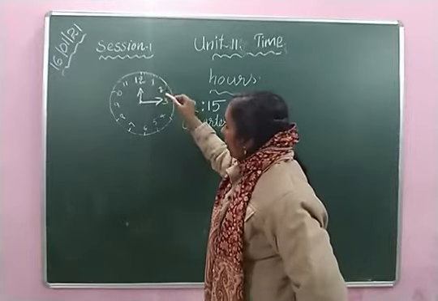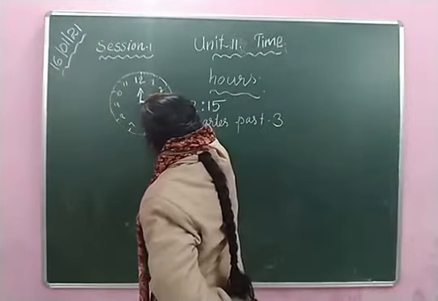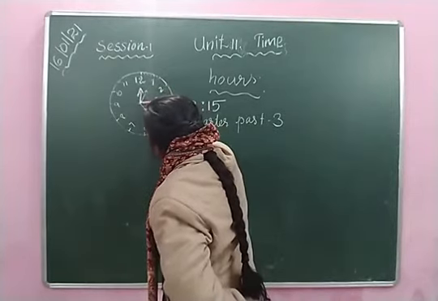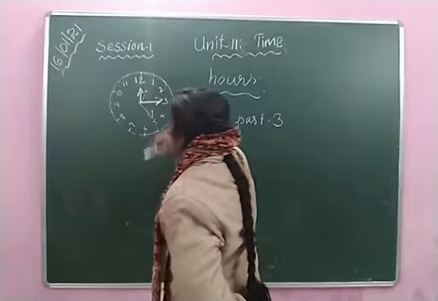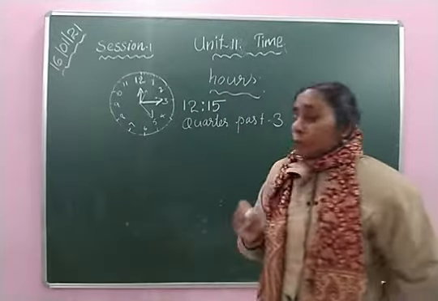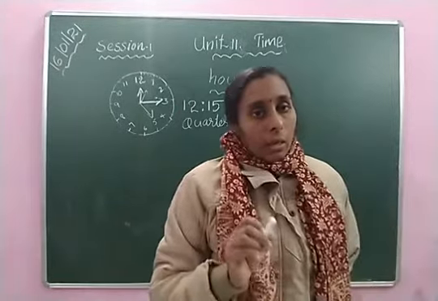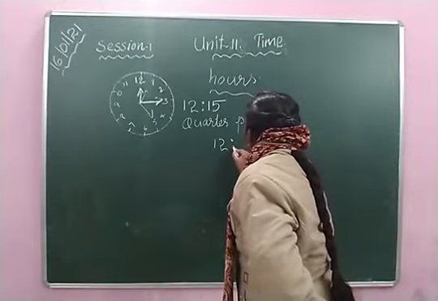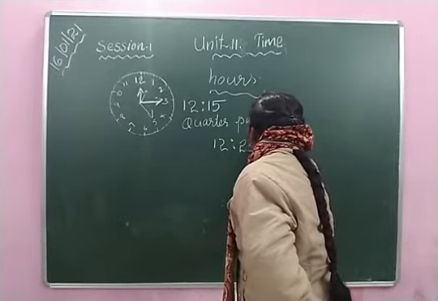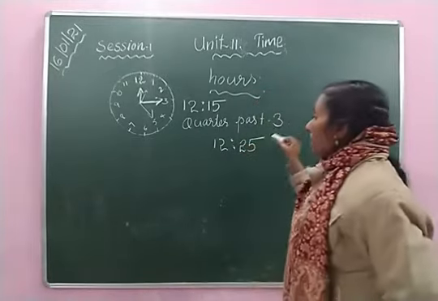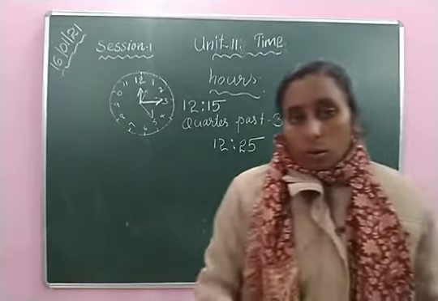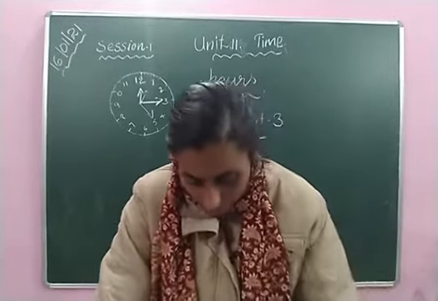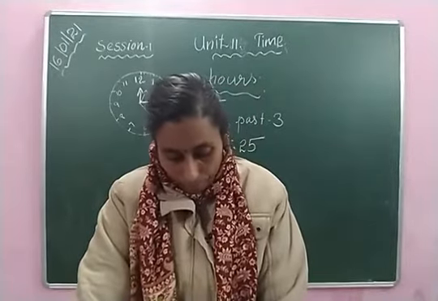If the short hand is between 12 and 1 and the minute hand is at 5, what is the time? 12:25. Okay, 12:25, or 25 minutes past 12 o'clock. This is the way we can write time.